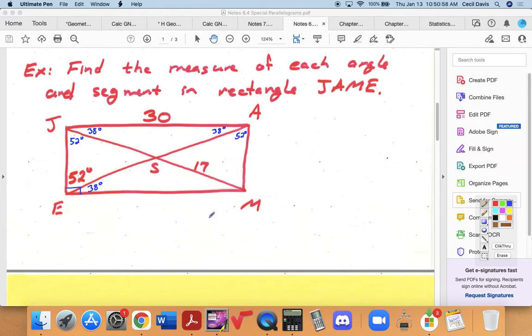Yes? Segments ESJ. Oh, we're doing angles right now. We'll get there in just a second. Yes. Do we need to find the angle measures of JSE? All the angles. Okay.